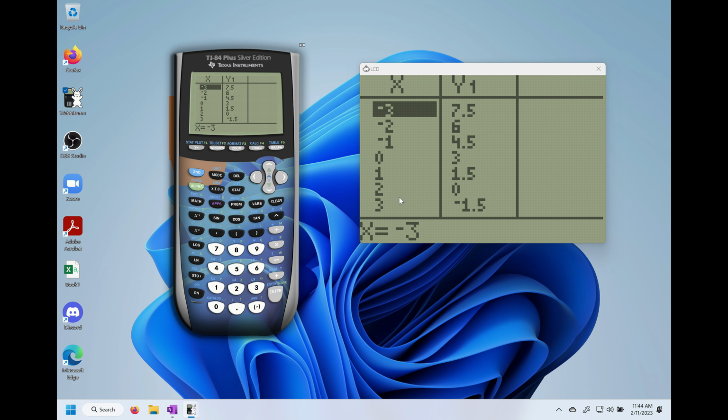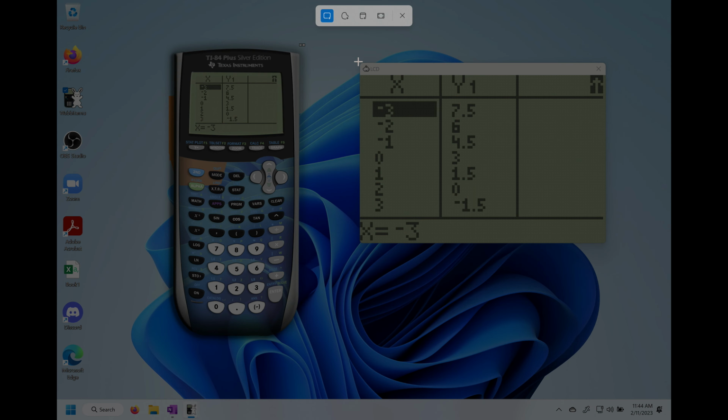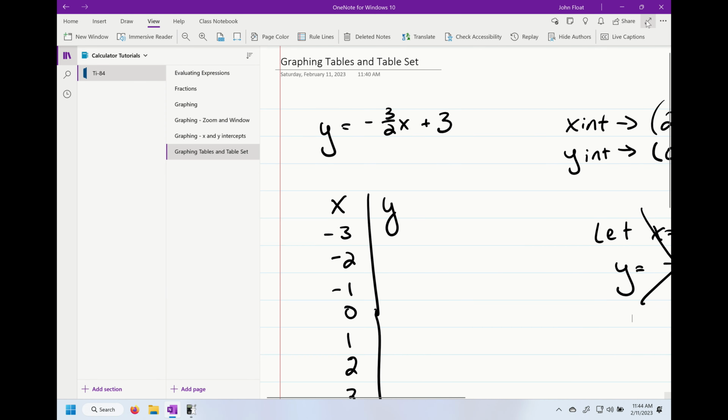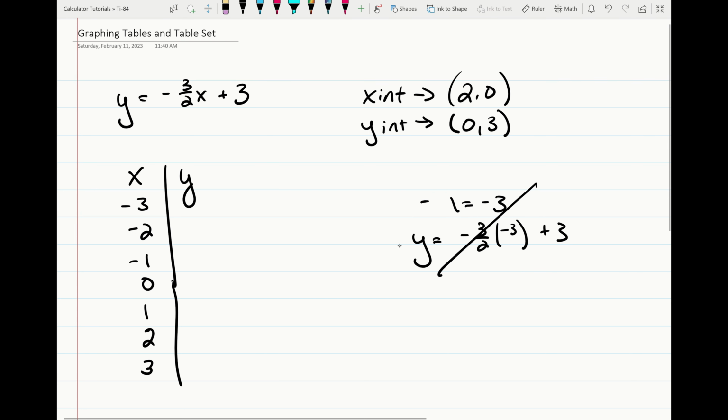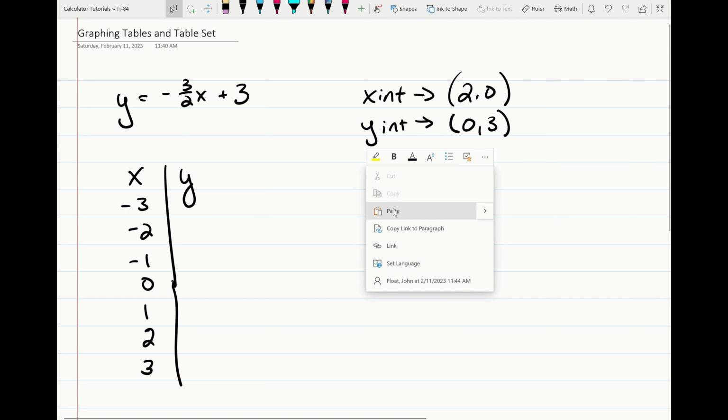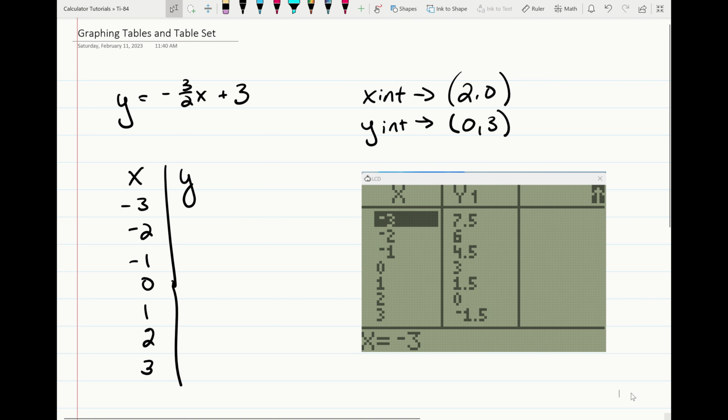So let's go ahead and copy and paste this into our notes. We can get rid of this now, which is great, and we let the calculator do all the thinking for us. So now I could just go ahead and put 7.5, 6, 4.5, 3, 1.5, and negative 1.5. So that's how we find tables.